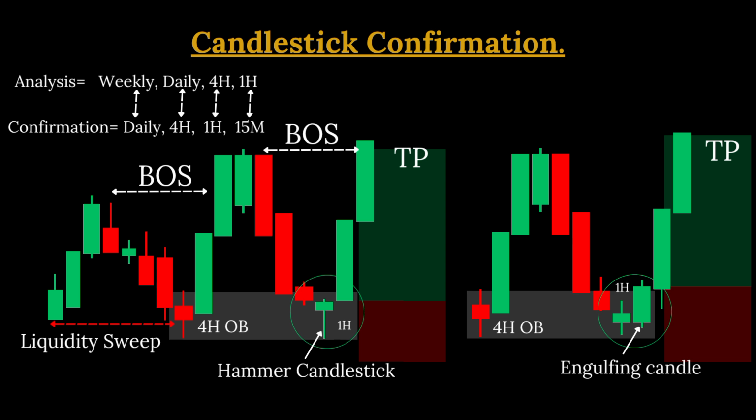Entry: place a trade immediately after the candle closes. Place your stop loss a few pips above or below the confirmation candlestick respectively, and target the first take profit at a structural high or low, then use a trailing stop to capture more profits.